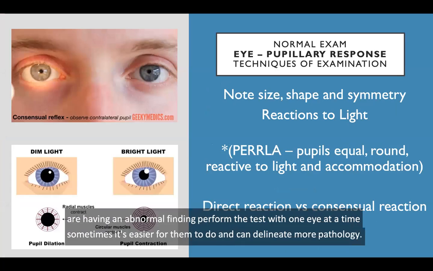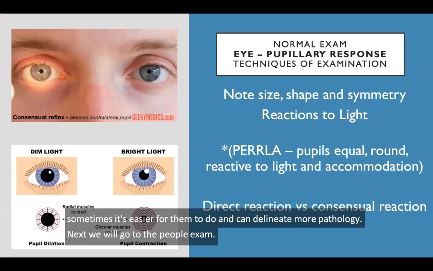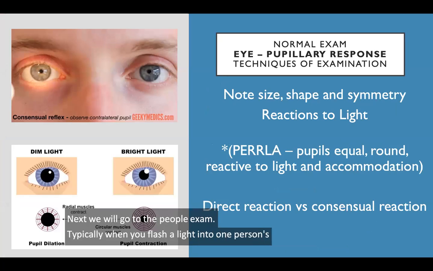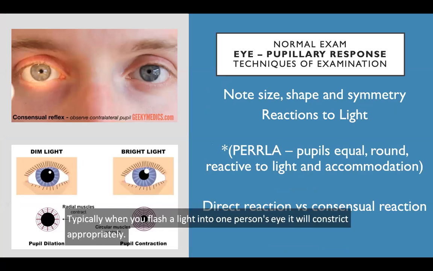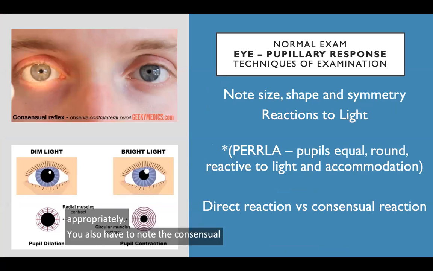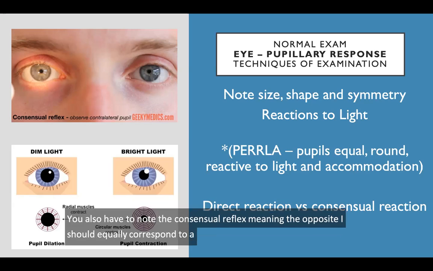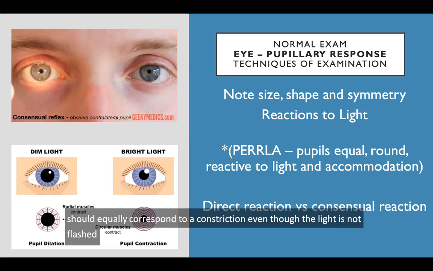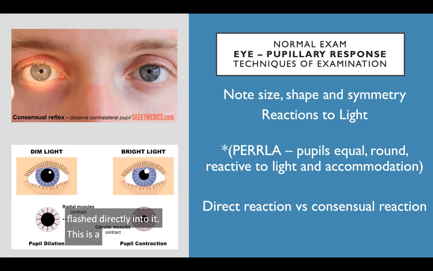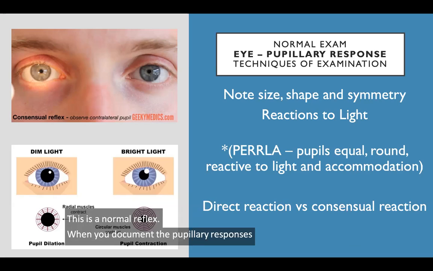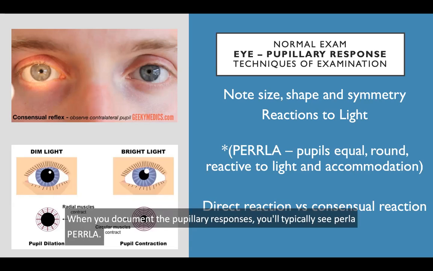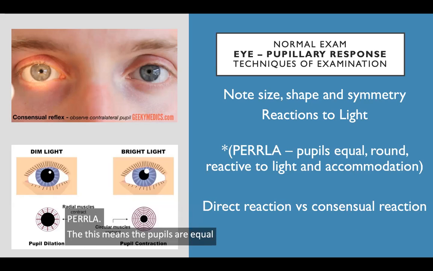Next, we will go to the pupil exam. Typically, when you flash a light into one person's eye, it will constrict appropriately. You also have to note the consensual reflex, meaning the opposite eye should equally constrict, even though the light is not flashed directly into it. This is a normal reflex. When you document the pupillary responses, you'll typically see PERRLA, P-E-R-R-L-A. This means the pupils are equal, round, and reactive to light and accommodation.